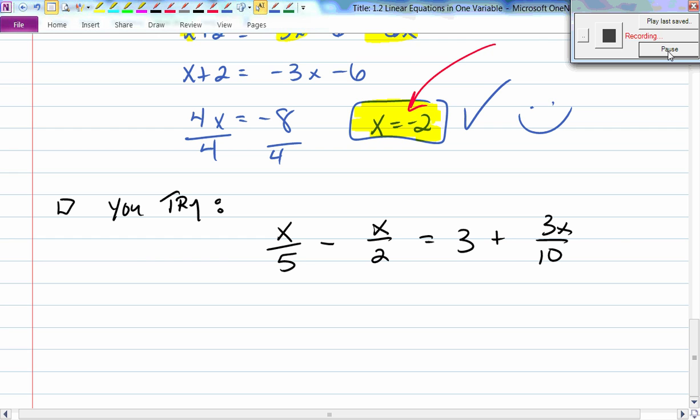So last part, try x over 5 minus x over 2.